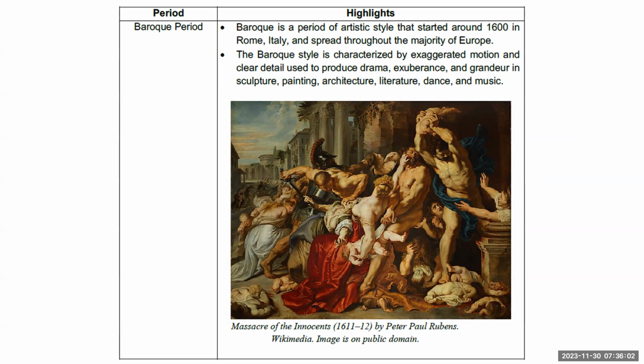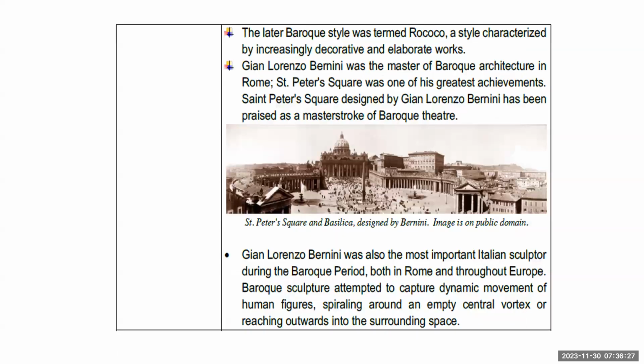Okay, as you can see in this depiction, it is the Massacre of the Innocents by Peter Paul Rubens. So if you can see, all the elements are present: the exaggerated motion and the clear detail used in detailing the drama of the scene, the exuberance, the grandeur of what happened in that particular painting or artwork.